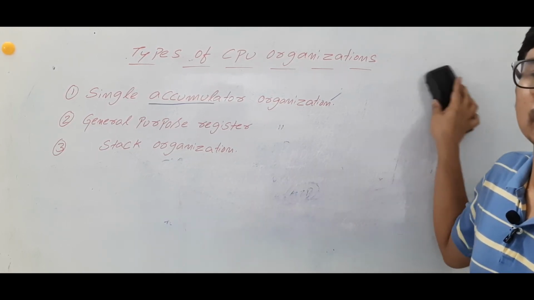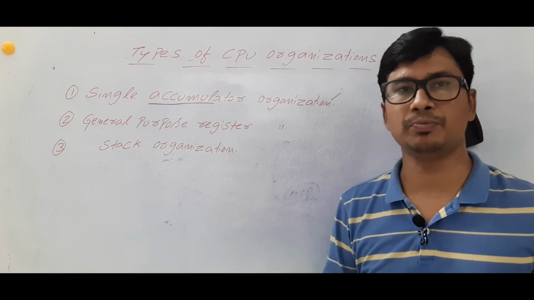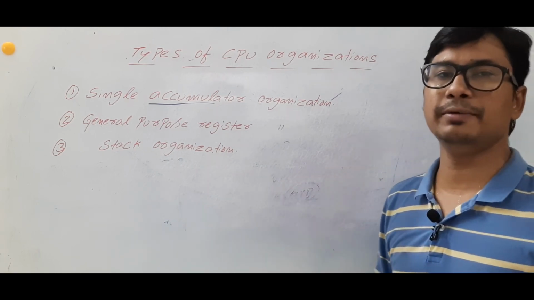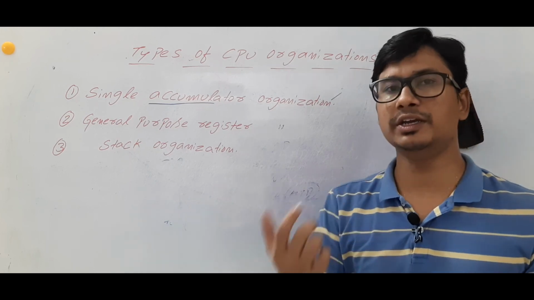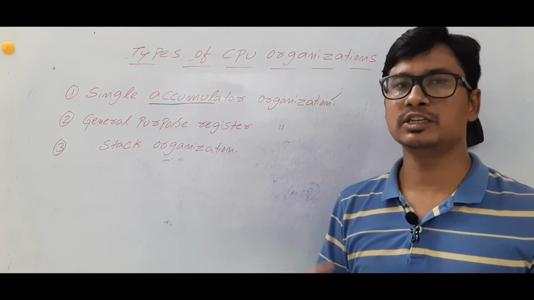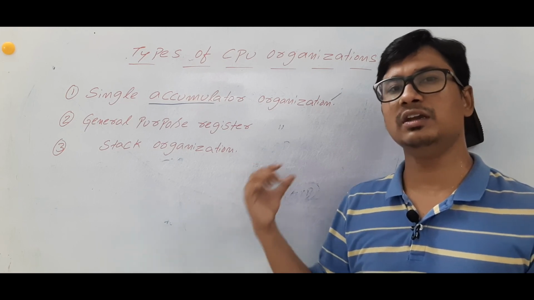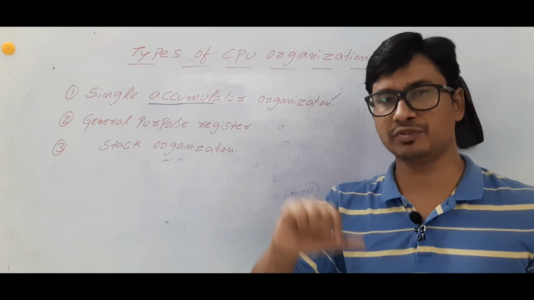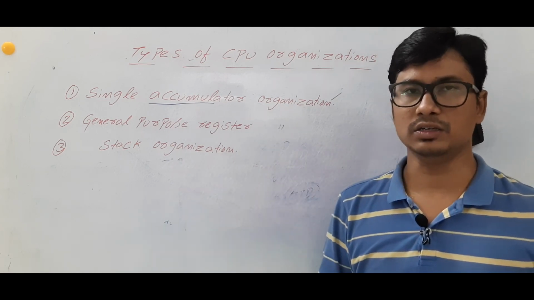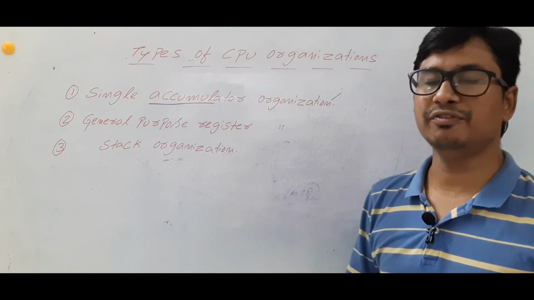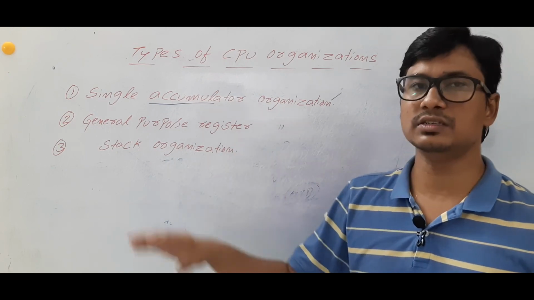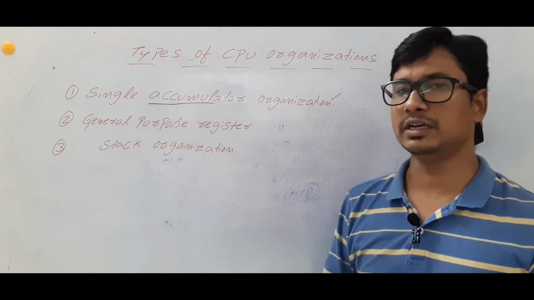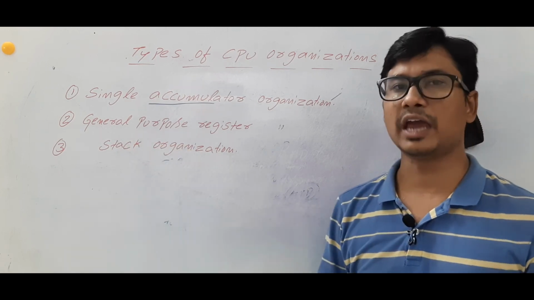I hope everyone knows what a stack is. We can perform push operations and pop operations. Push means inserting elements into the stack. Pop means deleting an element from the stack. And a stack is a last in, first out operation, meaning whatever element you pushed first, you can pop it last. So this is about the various types of CPU organizations. I hope you have understood the single accumulator organization, general purpose register organization, and stack organization.